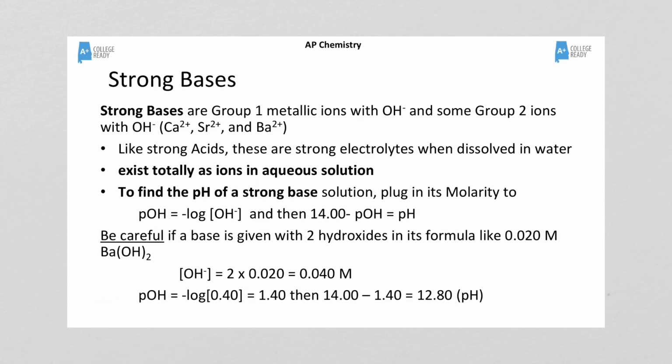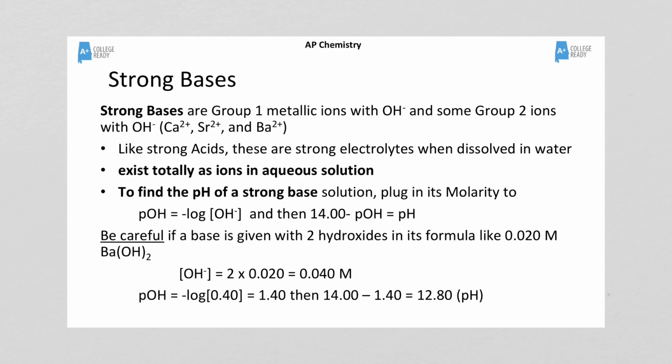For strong bases, most likely you're going to see a group 1 metallic ion with hydroxide. There are some group 2 ions that would also be with hydroxide, like calcium ion, strontium ion, or barium. These do have some solubility issues. They're not super soluble. So group 1 metals are typically the most common: lithium hydroxide, sodium hydroxide, or potassium hydroxide. And like strong acids, these are strong electrolytes when they're dissolved in water. They're great conductors of electricity. Again, any solution that has lots of ions would be a good conductor of electricity. They exist totally as ions in an aqueous solution.